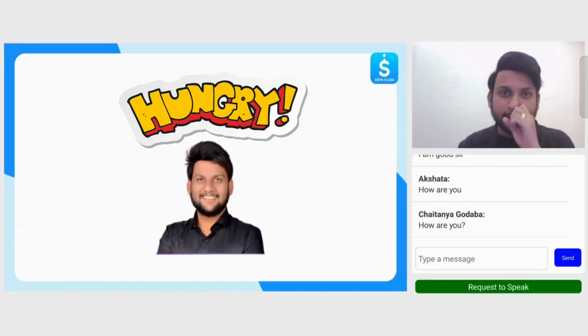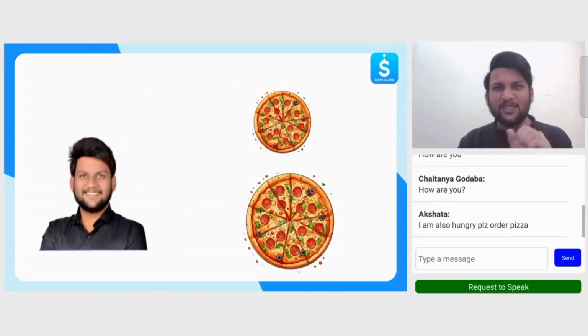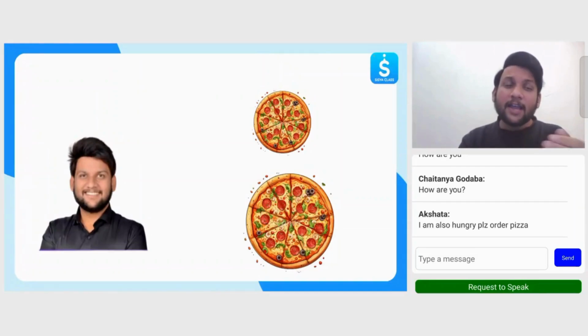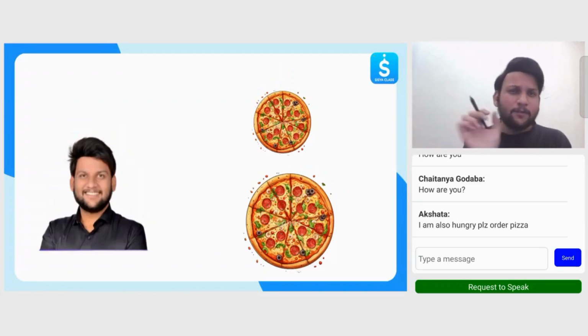There I find two options. One option is I can take one small pizza for rupees 200, or I can take one large pizza for rupees 400. So I thought, why not take two pizzas? If I take two pizzas, the price will be same, right? 200 plus 200, that is 400 rupees. Or I can take one large pizza, that is rupees 400.